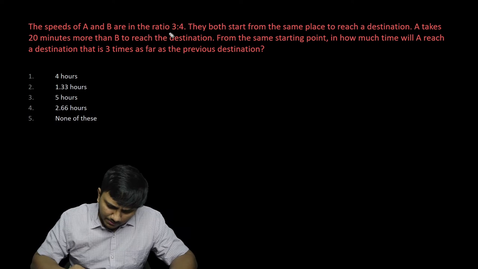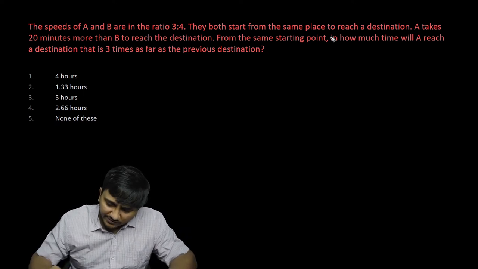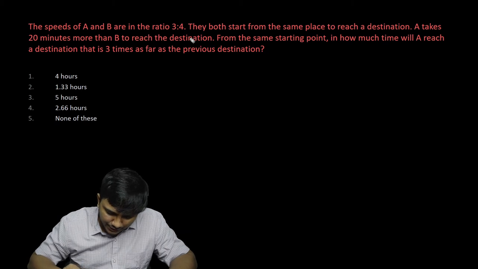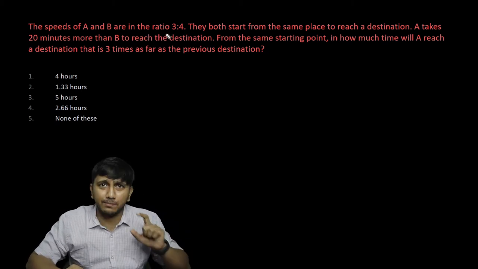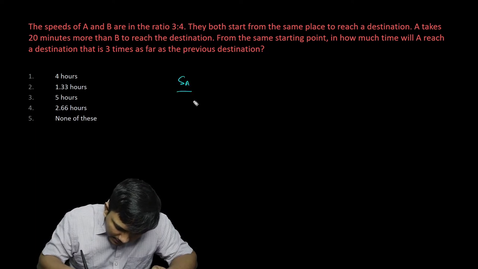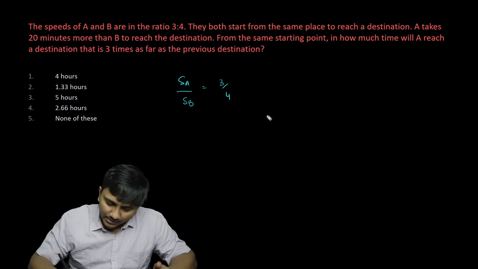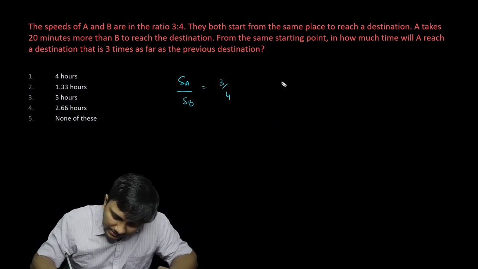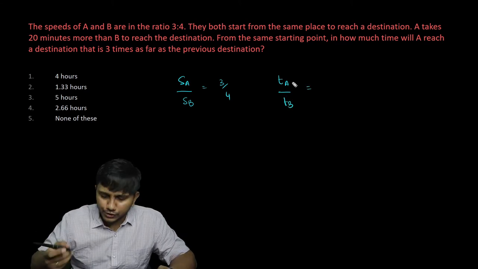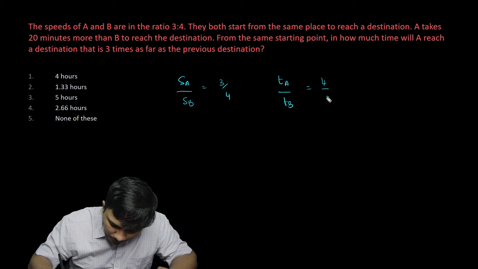The speeds of A and B are in the ratio 3:4. They both start from the same place to reach a destination. A takes 20 minutes more than B to reach the destination. Okay, speed ratio is given and the time difference is given. If the speed of A and B is in the ratio 3:4, then for the same distance, time of A by time of B will be the inverse of the speed ratio, right? So that should be 4:3.